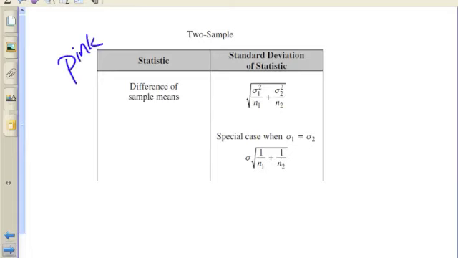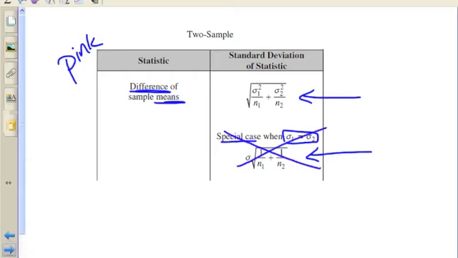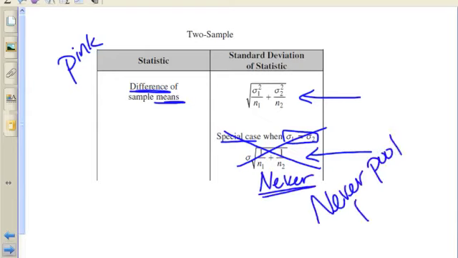This is printed on your pink formula sheet. It's when we have the difference of 2 means. You'll notice there are 2 different standard deviation formulas. This bottom one says that it's a special case when the standard deviations are equal. We don't ever know that the standard deviations are equal. We will never use this formula. You should never pool for t problems. Never, ever, ever. So we're going to use this top one.